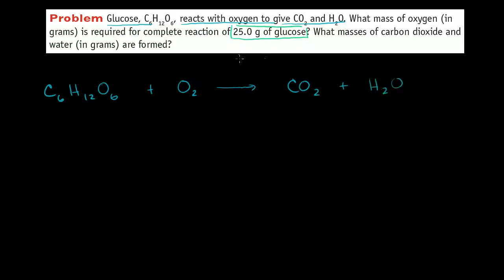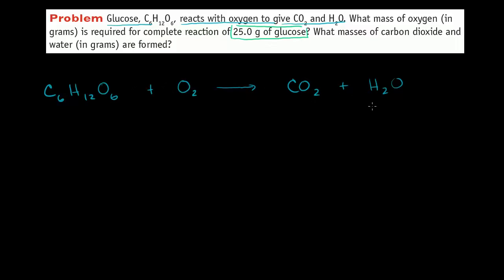And you might already recognize this. This is a stoichiometry problem. They're saying, hey, we have 25 grams of glucose. How much oxygen is required to completely react with that glucose? And then how much carbon dioxide and how much water is going to be produced in grams? That's what stoichiometry problems are all about.